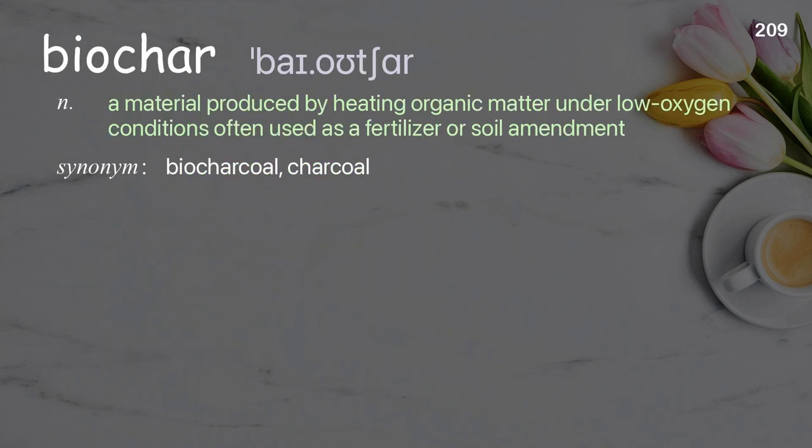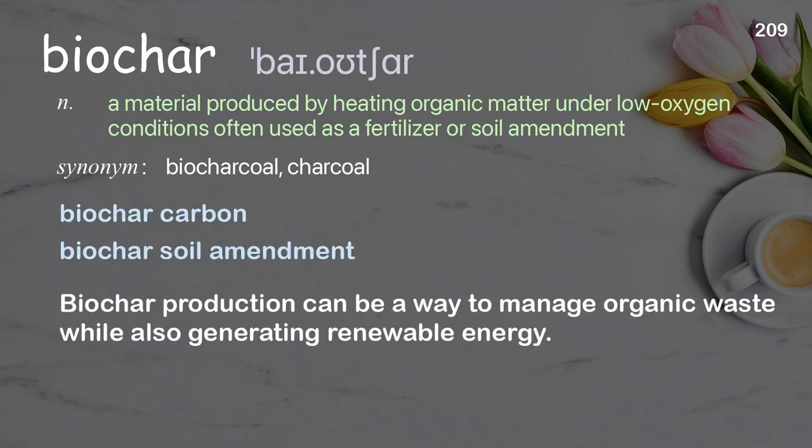Biochar. A material produced by heating organic matter under low oxygen conditions, often used as a fertilizer or soil amendment. Examples: biochar carbon, biochar soil amendment. Biochar production can be a way to manage organic waste while also generating renewable energy.